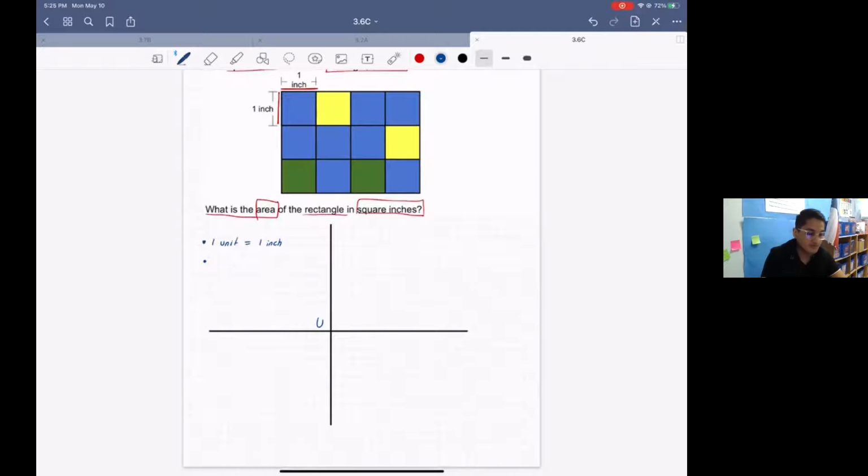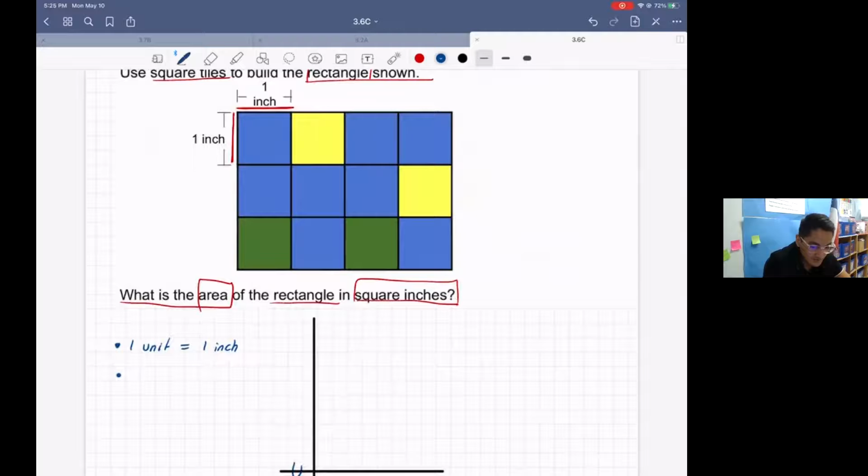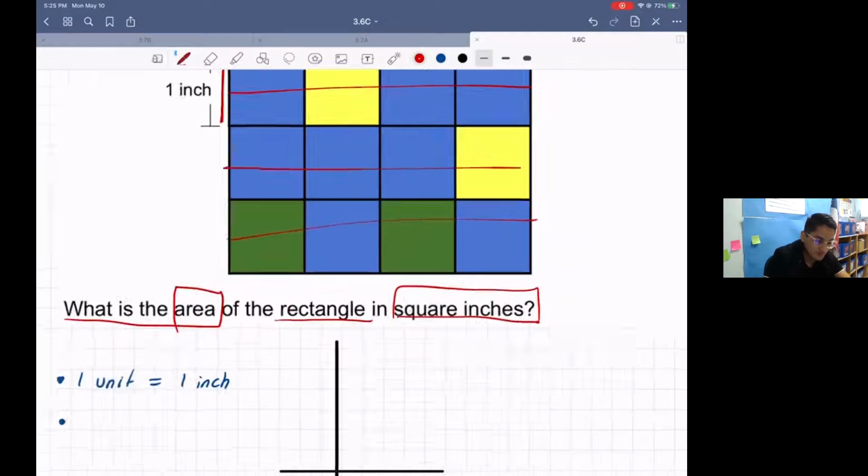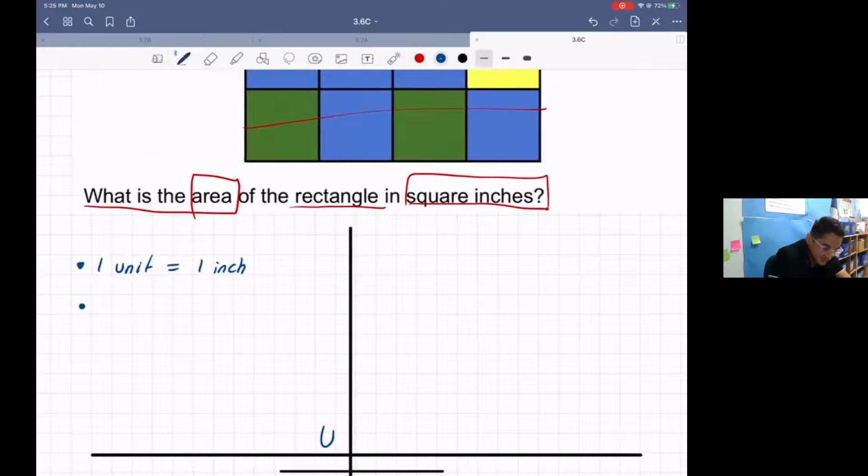Okay, so step one would be checking how many rows I have. I know that rows go horizontally. So that's 1, 2, 3 rows. Okay, so I have 3 rows, number of rows equals 3.